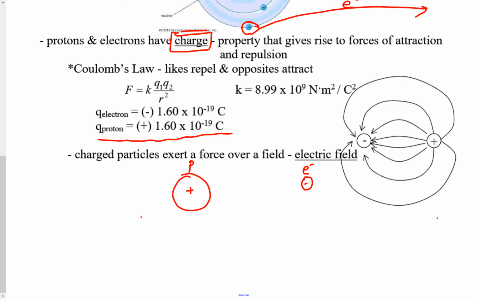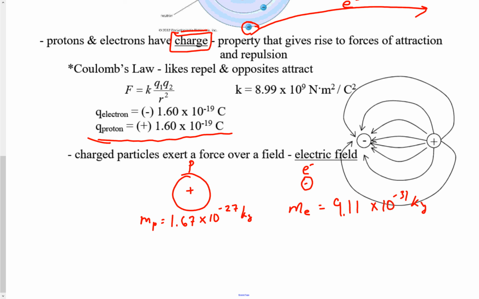Now, what's interesting, the proton has a mass, and if you're working problems, you'll need this mass. The proton has a mass of 1.67 times 10 to the negative 27 kilograms, whereas the electron, much smaller, 1/1800th that size, has a mass of 9.11 times 10 to the negative 31 kilograms. So you notice a very big difference in their mass.